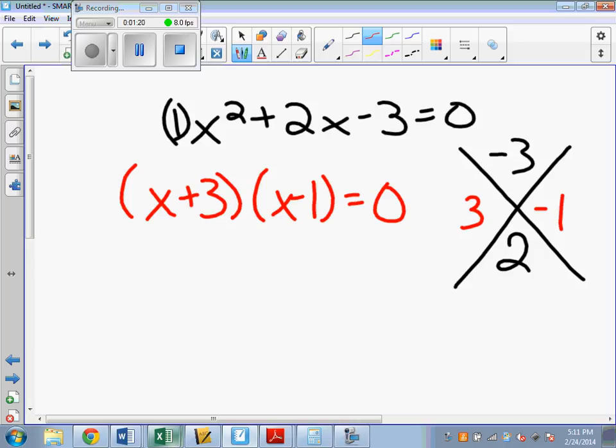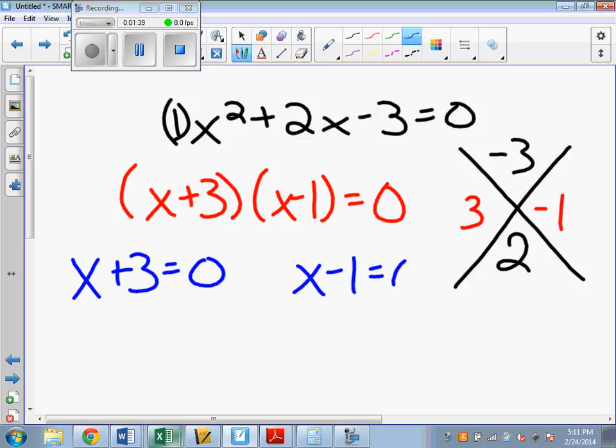So once we have it factored, to solve for our variable, to solve for x, we need to set each of these factors equal to 0. So let's start with x plus 3 equals 0, and then let's do x minus 1 equals 0. Now for each of these expressions, we are going to solve for x.